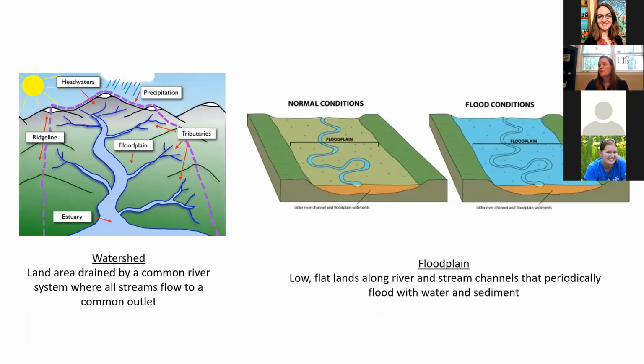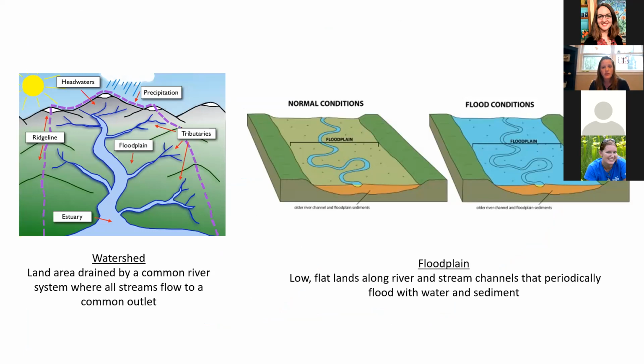So what happens on the land in a watershed affects the water quality and the quantity. A watershed, which was shown on that map before in those colored blocks, is any land area drained by a common river system where all of the streams flow to a common outlet. But besides the river itself, the most recognizable feature in a watershed is likely a floodplain.